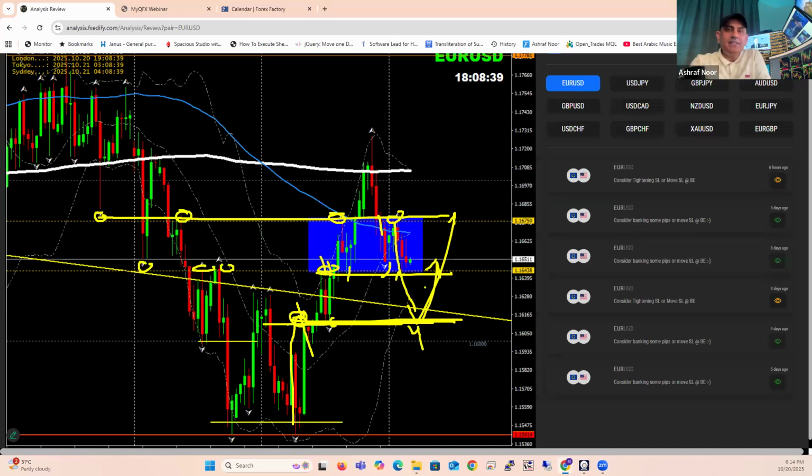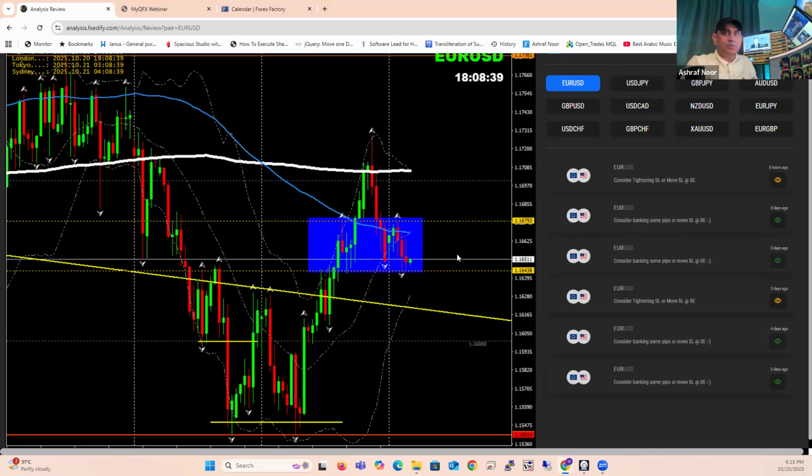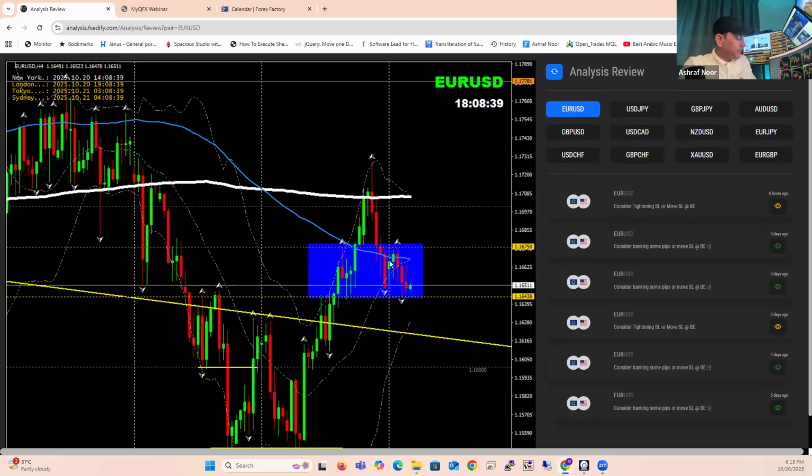But being intraday, we don't miss any opportunity, guys. You can see here, we have a little bit of movement, but even this little bit of movement squeezed us a couple of 20, 30 pips based on the analysis. I hope that makes sense.